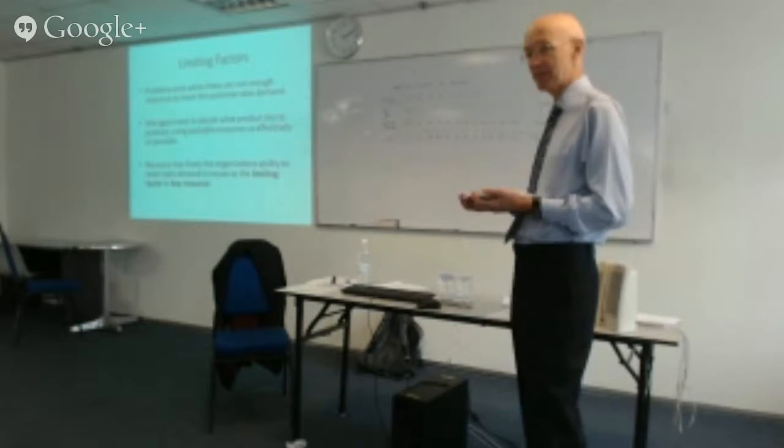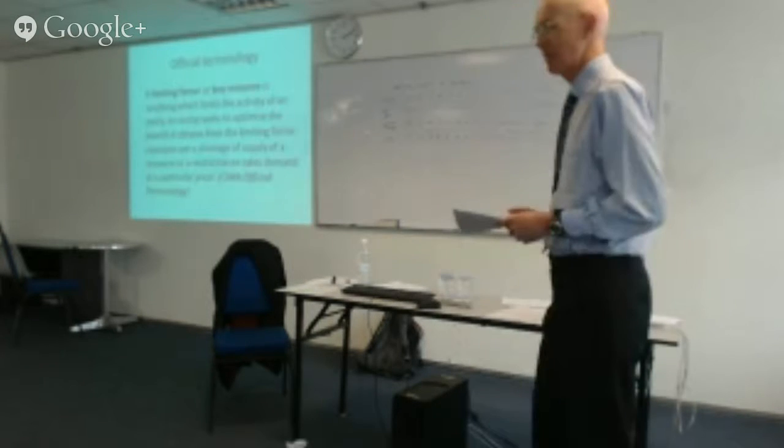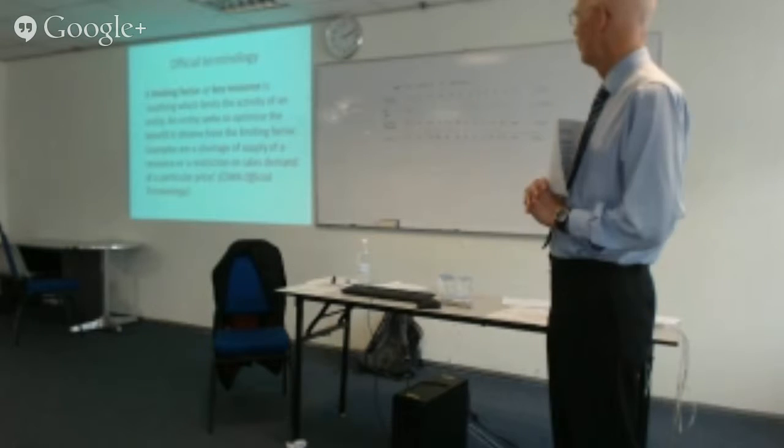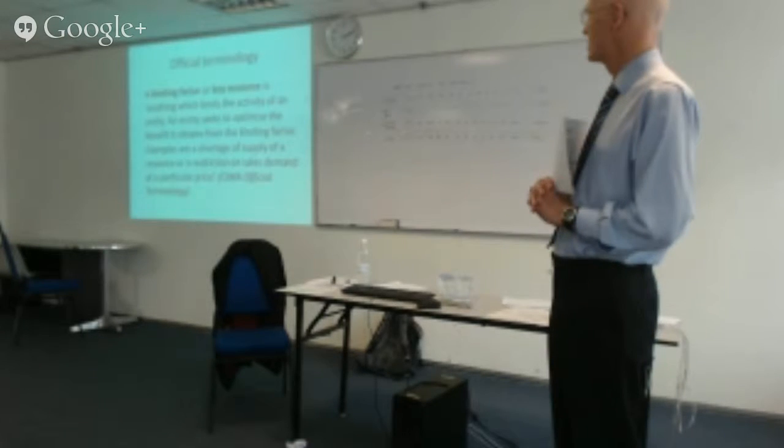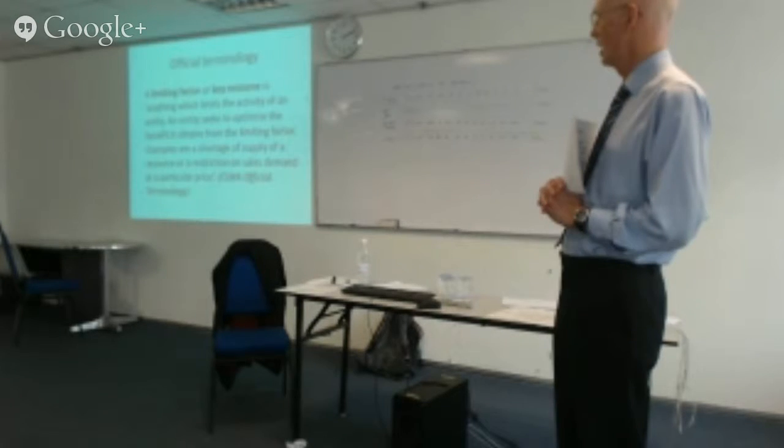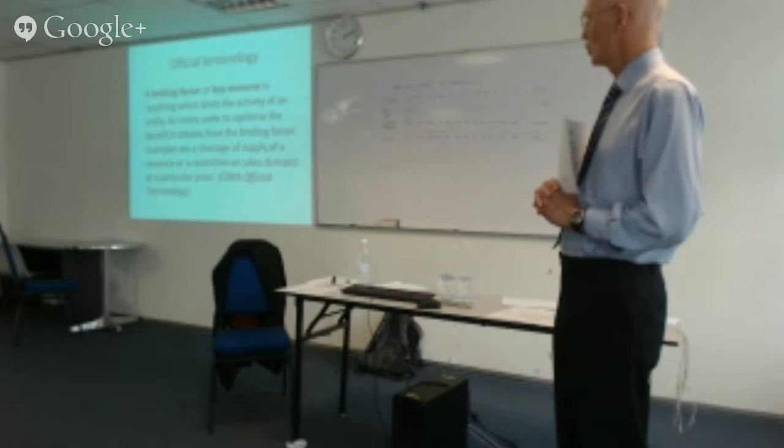I have some official terminology. This is one of those definitions you have to read 3 times before it makes any sense at all. Anything which limits the activity of an entity, where we need to optimize the benefit from that limiting factor, and examples are shortage of supply of a resource or a restriction on sales demand at a particular price. I think that last bit's quite confusing.